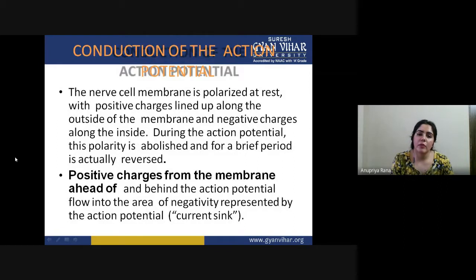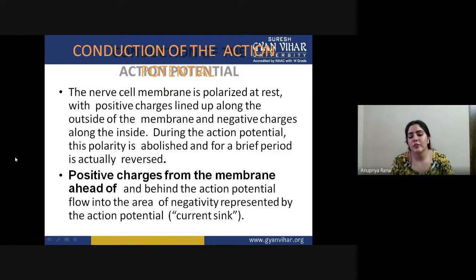Now conduction of the action potential, how will it be conducted? The nerve cell membrane is polarized at rest, with positive charges lined up along the outside of the membrane and negative charges along the inside. So we already see that the nerve cell membrane is polarized at rest. A positive charge is present on the outer side and a negative charge on the inner side. This positivity and negativity results in a polarity. Every polarity is going to be abolished for a brief period, and that is actually reversed.